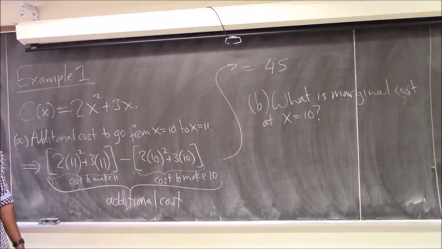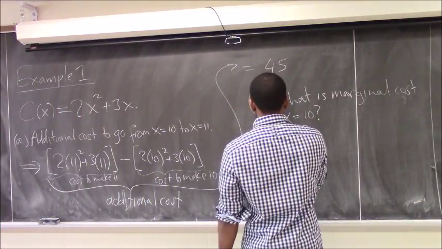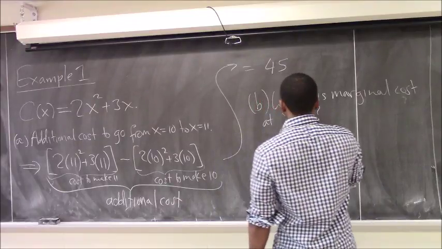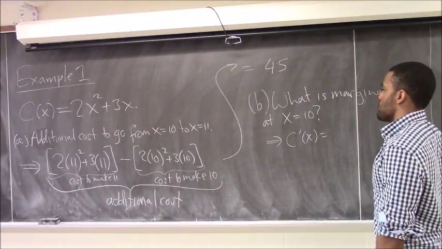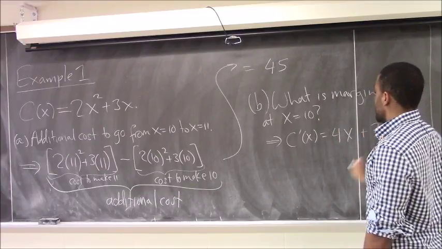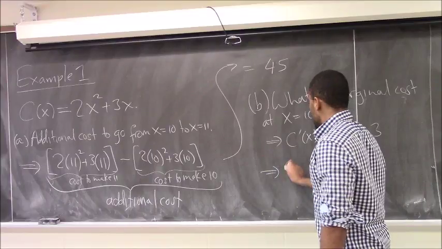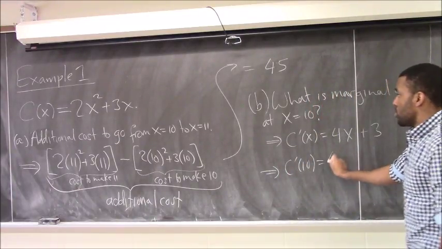How would you find that? Find the derivative and plug in. Now you find the derivative and plug in 10. Right, so we have C prime of x in this case would be what? 4x plus 3. This would mean that C prime of 10 is 43.